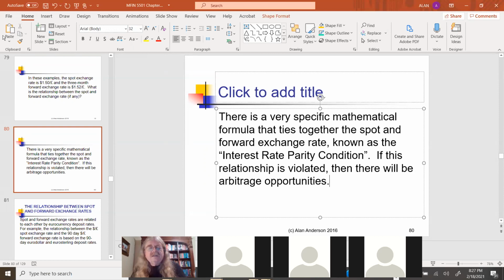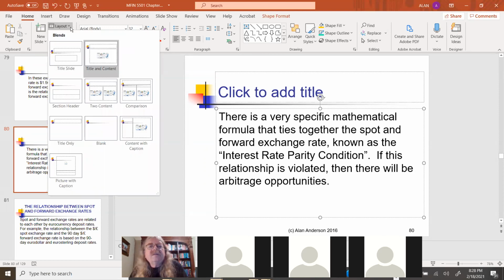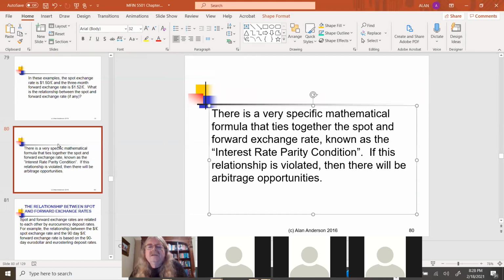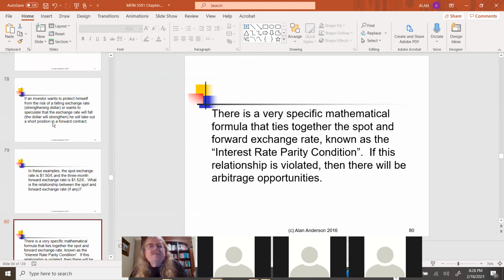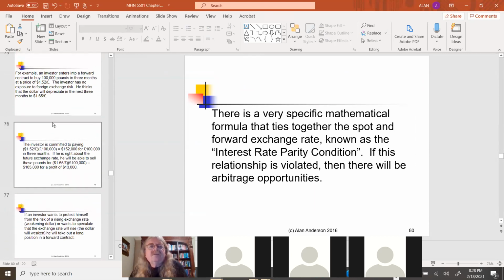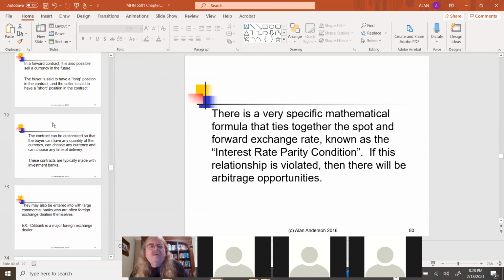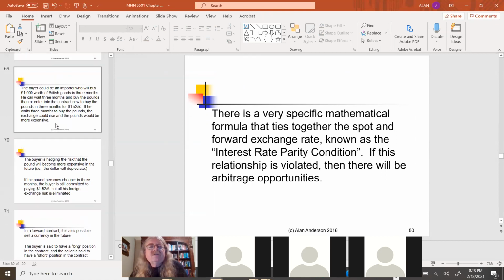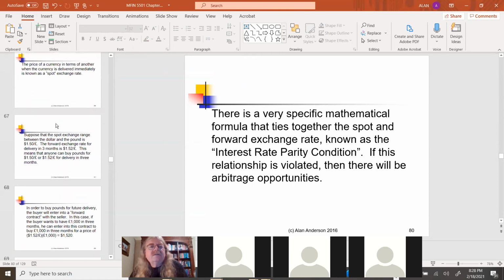Okay, so just like the triangular arbitrage case, if the interest rate parity condition fails to hold, that implies that there are arbitrage opportunities to be had in this market. Okay, so that's what all this buildup has been for. This is our second arbitrage case. Before we were looking at cross exchange rates. Now we're looking at the relationship between spot and forward exchange rates.